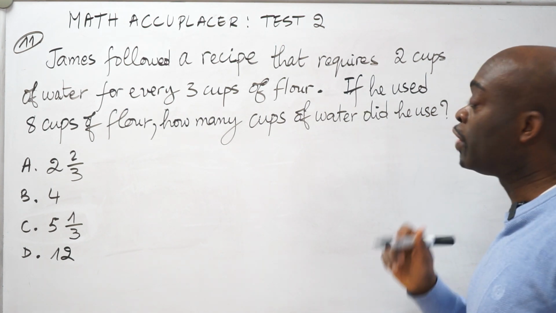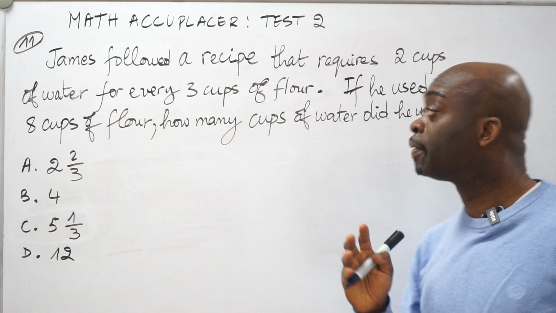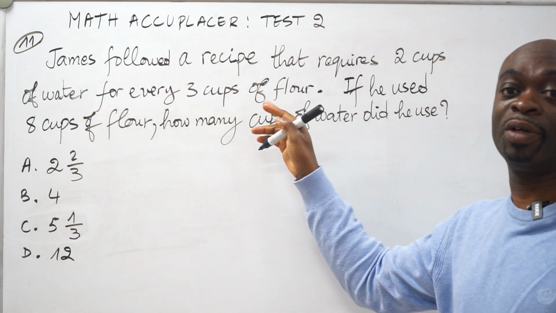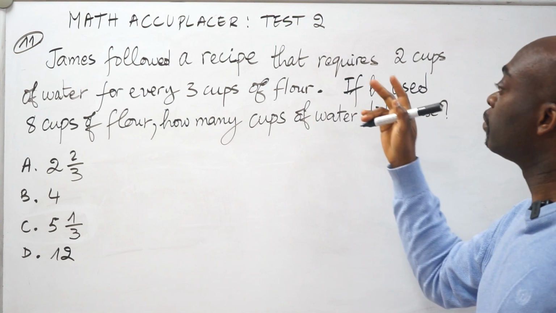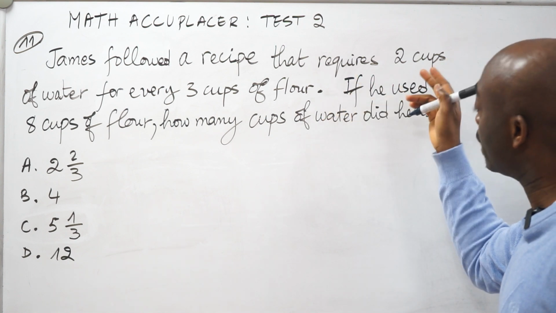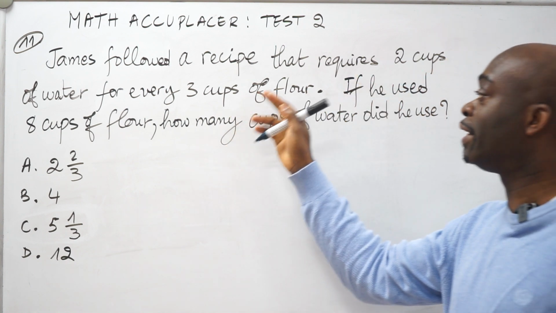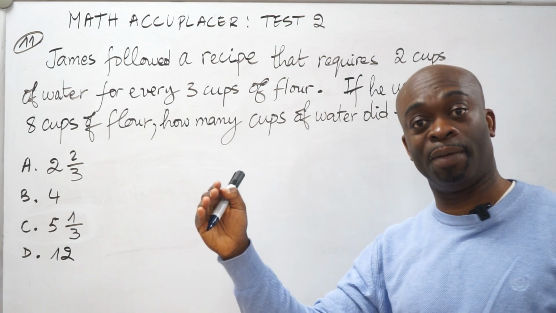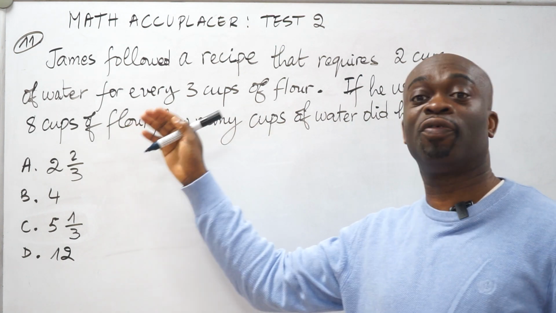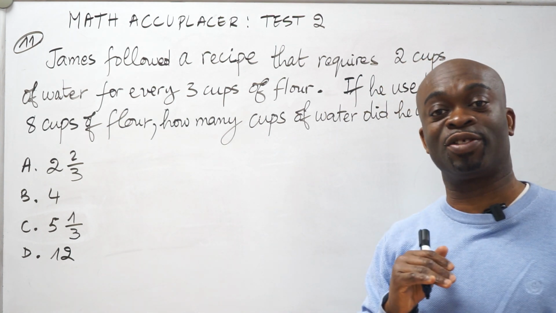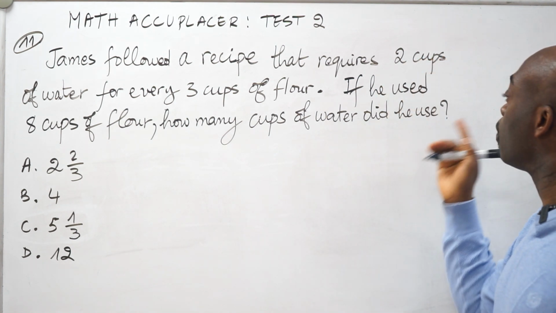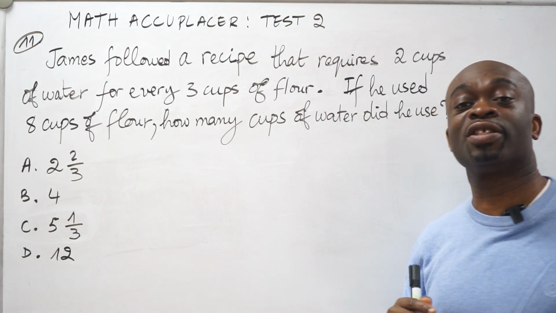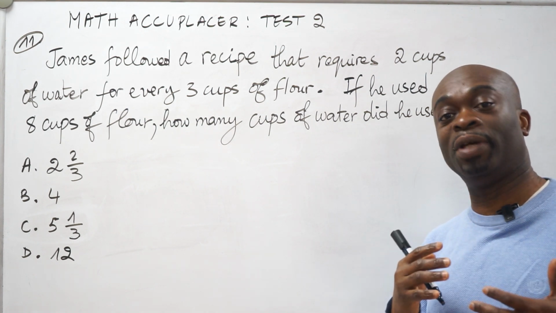All right, so we're talking about 2 items here, water and then flour, okay? James needed 2 cups of water and then 3 cups of flour. And then after that, he scaled it up to 8 cups of flour. And then the question now is to know how many cups of water did he use, okay? So this is a proportion kind of a problem here.